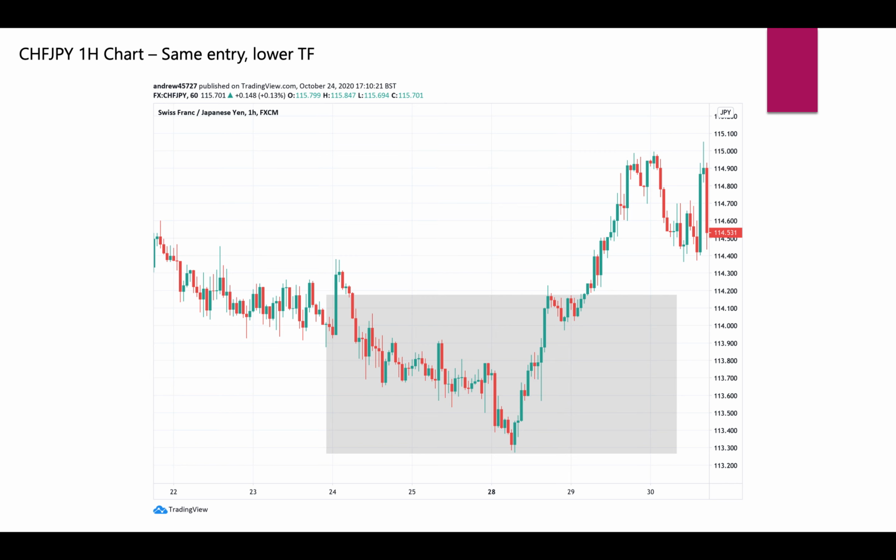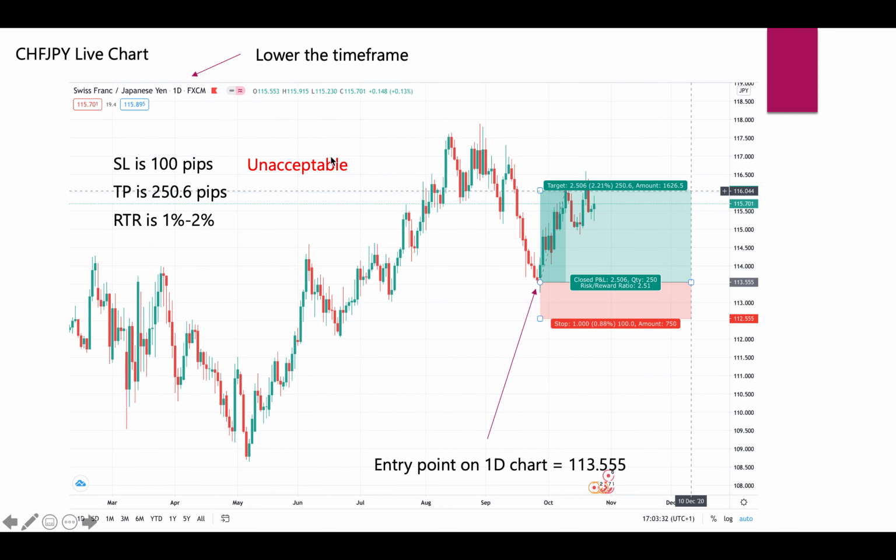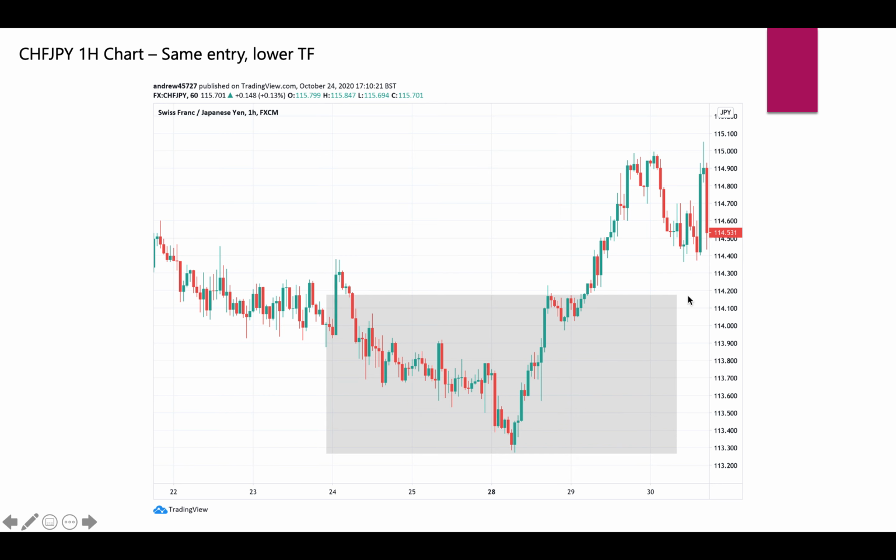So this is the Swiss franc Japanese yen chart on the 1 hour time frame. Now remember, guys, this is absolutely the same trade as this one. We're still going to be taking this trade, all right? But the point of this video is we want to minimize stops and maximize take profits. Remember that along the way. So this is the same entry position on the hourly chart, same pair. All we've done is lowered the time frame.